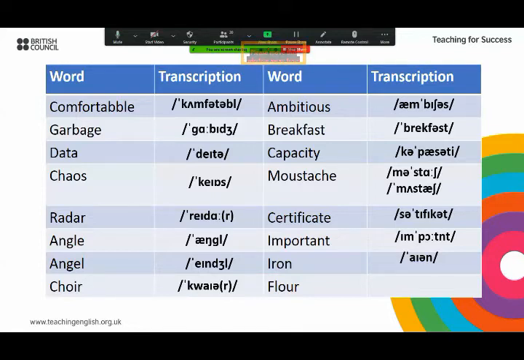Flower. Yes, that's a flower. It's the same pronunciation as the plant, flower. Okay, so like this. Okay, thank you so much. Next.